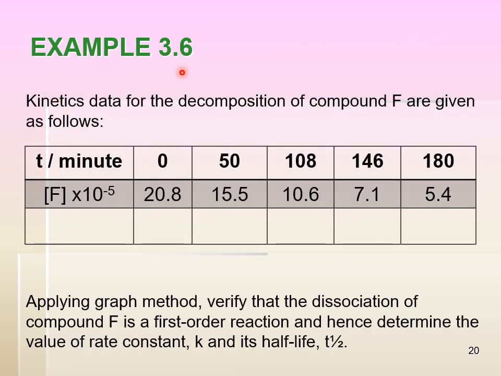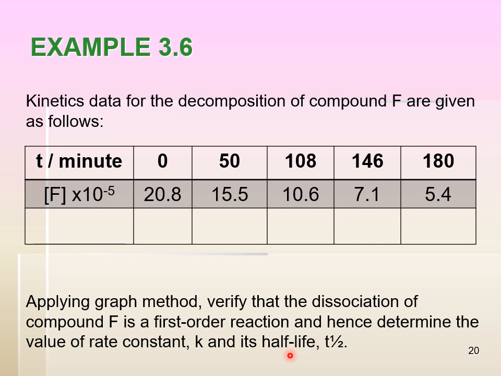Example 3.6 goes like this. Kinetics data for the decomposition of compound F are given as follows. This is the data. Okay, there is one row empty here. It means that we need to fill it with something. What is it? Applying the graph method, verify that the dissociation of compound F is a first order reaction and hence determine the value of rate constant k and its half-life.